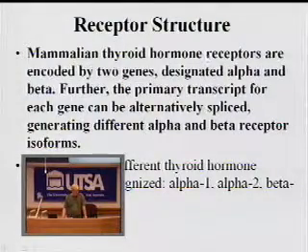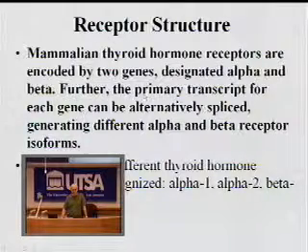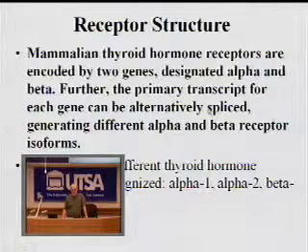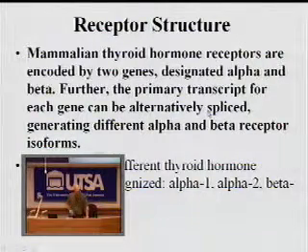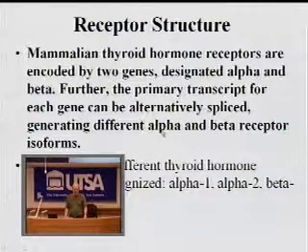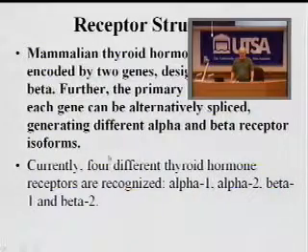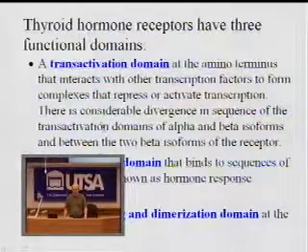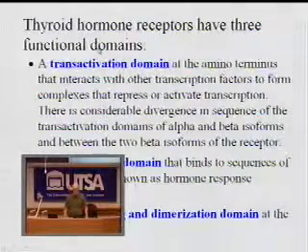So the mammalian thyroid hormone receptors are encoded by two genes designated as alpha and beta. So two isoforms coming from two different genes. The primary transcript for each gene can be alternatively spliced. So now we have a larger number of isoforms possible, generating different alpha and beta receptor isoforms. Currently there are 4 different isoforms of this receptor: alpha 1, alpha 2, beta 1, and beta 2. Don't confuse these with the adrenergic receptors, just a similar type of approach for nomenclature.